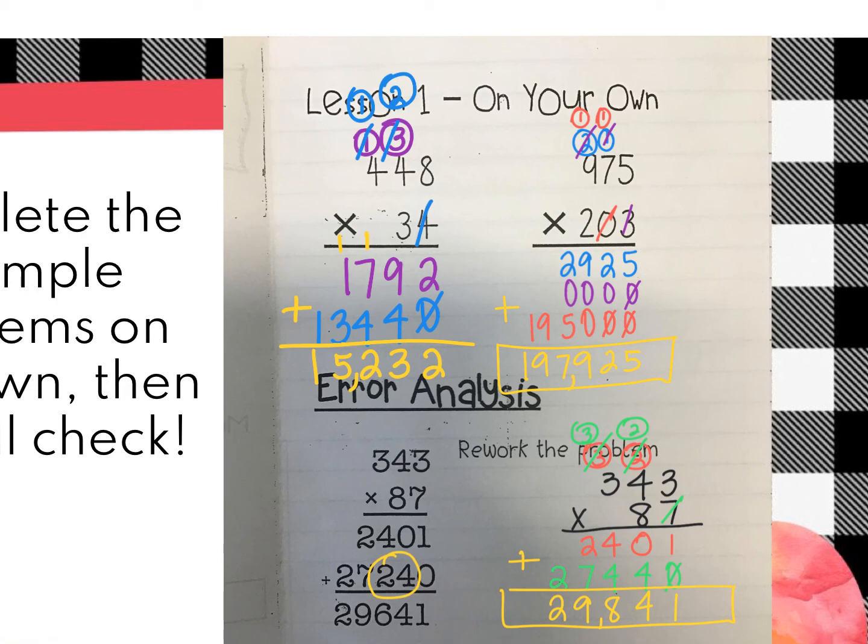Okay, the next one. Because it's a 3-digit number, I'm going to have 3 partial products this time. I'm going to start with the 3 times 5, and I get 15, carry the 1. Then 3 times 7 is 21, plus that 1, 22, carry the 2.